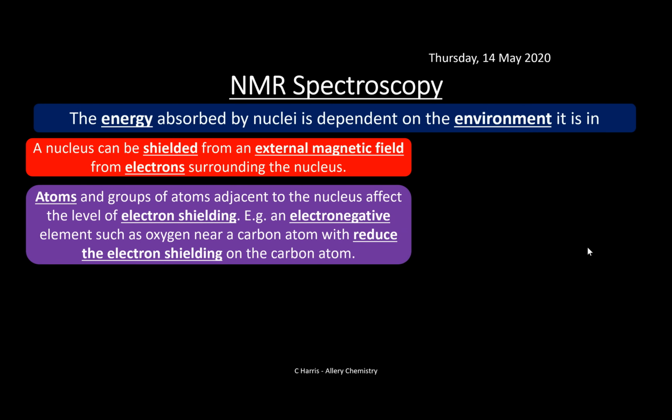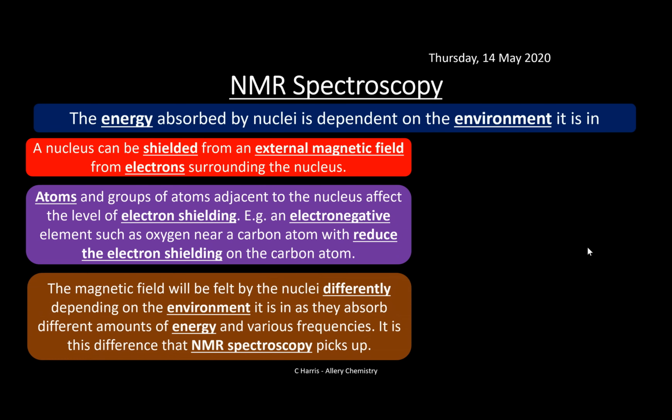Atoms and groups of atoms adjacent to that nucleus, like I say, affect the level of shielding. For example, I mentioned this before, but electronegative elements such as oxygen near a carbon will reduce the electron shielding on the carbon atom. So an oxygen will pull some of the electrons that were shielding the nucleus in the carbon atom towards the oxygen. That means that carbon is now more susceptible to influence from the external magnetic field. Okay, I hope you're following so far.